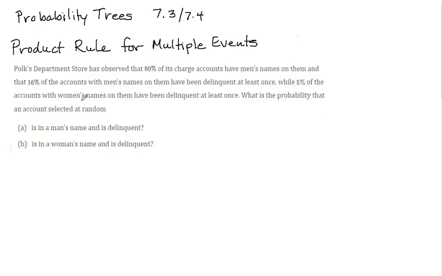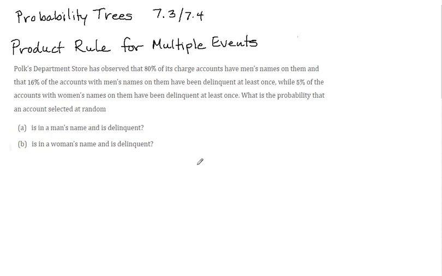Okay, let's look at a business-related application. Polk's department store has observed that 80% of its charge accounts have men's names on them, 16% of the accounts with men's names have been delinquent at least once, and 5% of the accounts with women's names on them have been delinquent at least once. What's the probability that an account selected at random is in a man's name and it's delinquent?